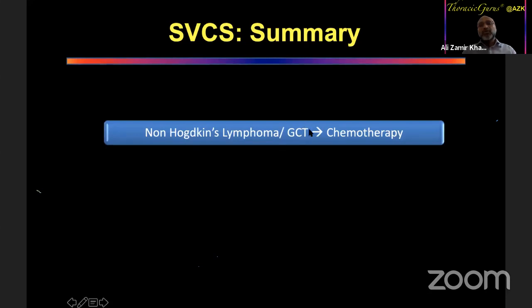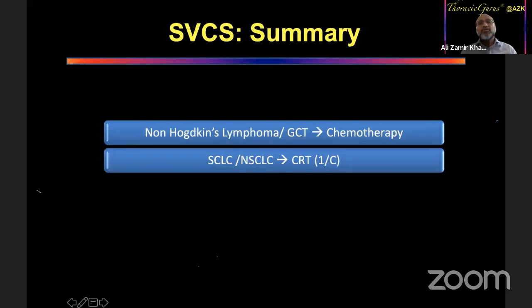Non-Hodgkin's lymphomas or germ cell tumors respond beautifully to chemotherapy, okay? So you must look at chemotherapy as a first option when you have SVCO secondary to these diseases. Small cell or non-small cell carcinomas can get chemoradiotherapy, 1C, because this is an advanced disease. You can give chemoradiotherapy and you will get a very good response with these diseases and the SVCO will go away. Again, the level of evidence is 1C. So if you have a case with non-small cell, you can say, I will use chemoradiotherapy.